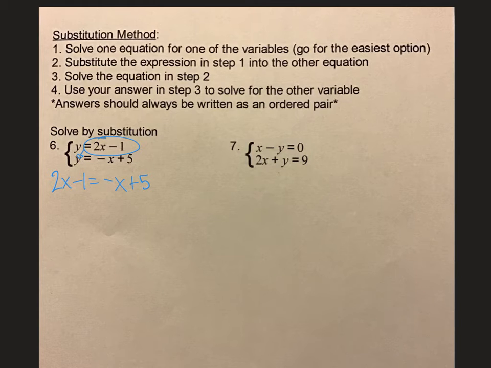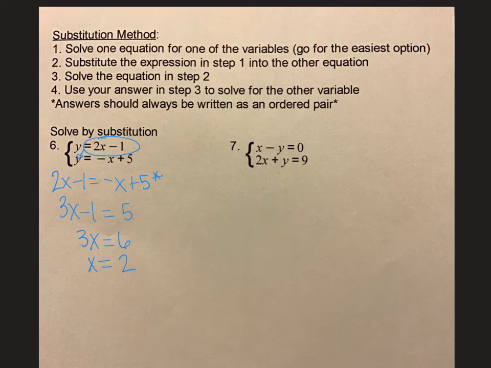Okay, so this right here, what I just starred, that's your step 2. We didn't have to really do step 1 because they were already both solved for a variable. So now we're on to step 3. We're solving the equation. So I'm going to add an x to both sides. And then I'm going to add a 1 to both sides. So I've got 3x equals 6. I divide by 3 and end up with x equals 2.